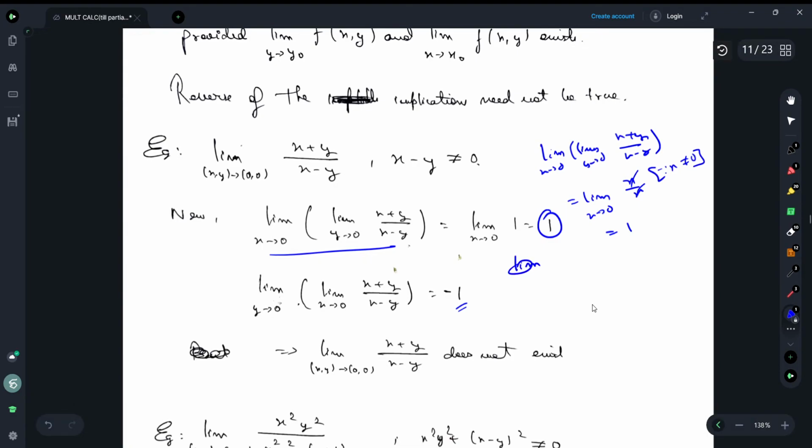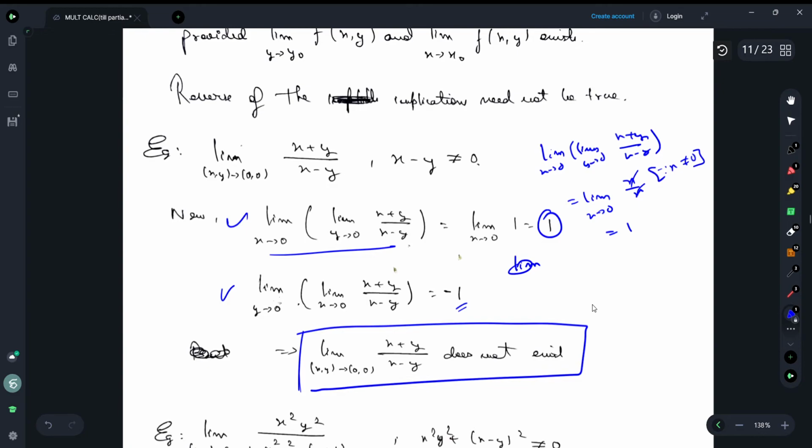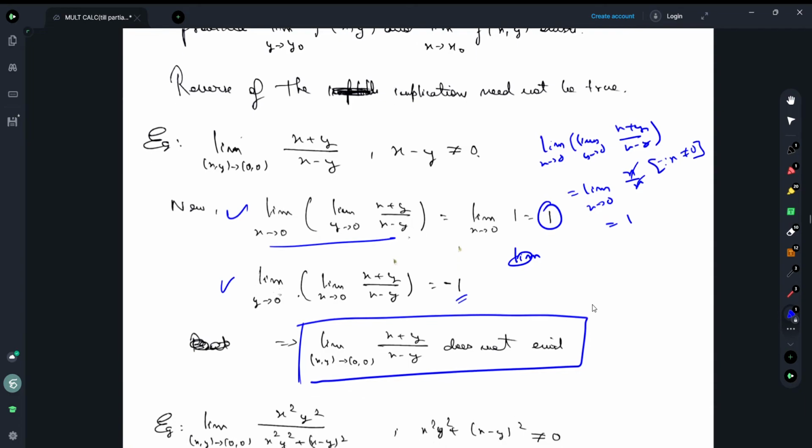Hence these two iterated limits exist, but they're not the same. And as they're not the same, we can obviously say that the value of this particular function as (x,y) tends to (0,0) is not the same if we take two different paths. Hence the limit must not exist. Is it clear? So the double limit does not exist, but its iterated limits do exist. Got it?